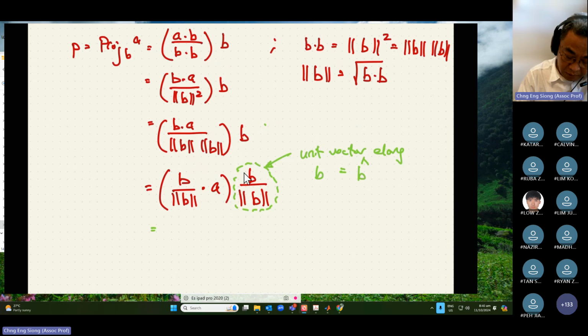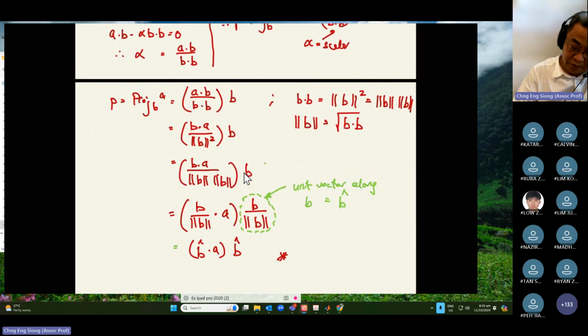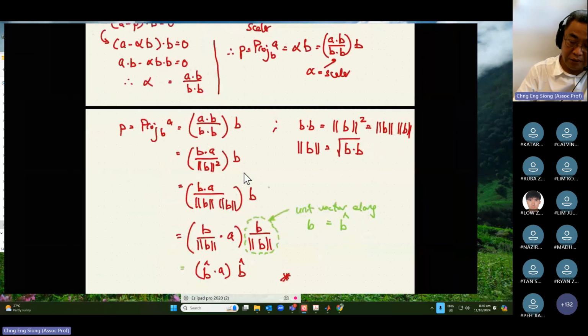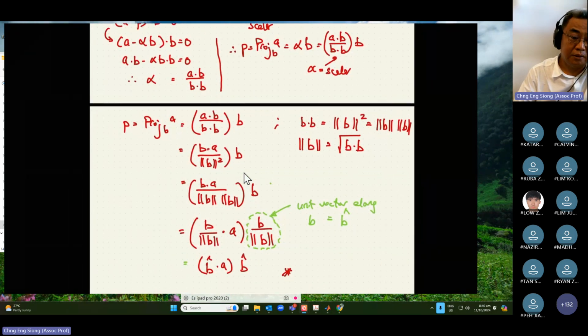So then we have B dot A, which is a scalar, times B hat. So the notation becomes simpler and simpler, right? Nice. See? So you get to understand from this view.